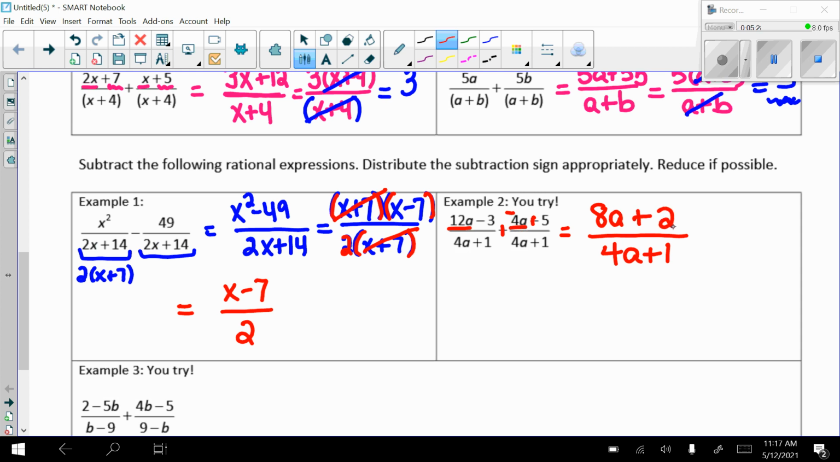Okay, so I think it's good that when you have subtraction, you put plus and you distribute that negative to everything in the numerator. At this point, we want to see if we can factor. So 8a and 2, we have a GCF of 2. So we can factor out the 2, which leaves us with 4a plus 1. And that denominator, can't do anything there. It's just 4a plus 1. But this is nice because we can cancel out the 4a plus 1s, and we're left with 2.